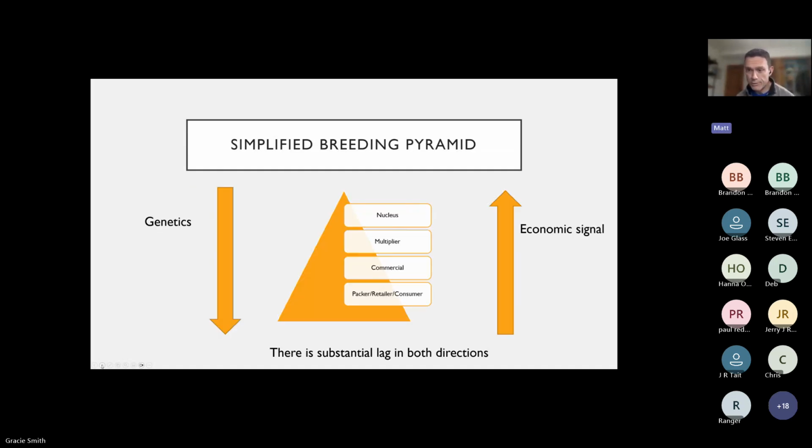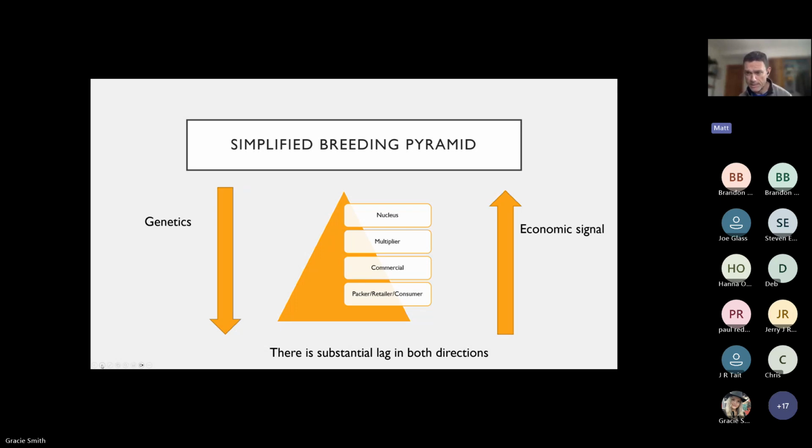I also probably don't need to remind this group that there's considerable lag in our industry. So I have this pyramid, which I think of as a traditional breeding pyramid. At the very top, we have nucleus herds, go all the way down to the bottom. We kind of think about the packer, retailer, consumer aspect of our business. And in between, we have multiplier and commercial herds. Genetics flows down that pyramid.